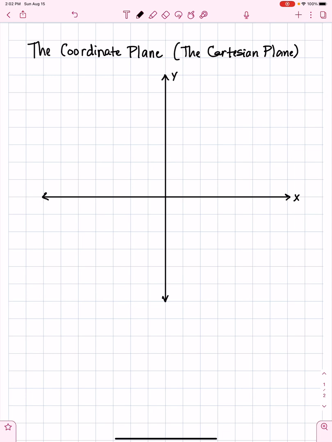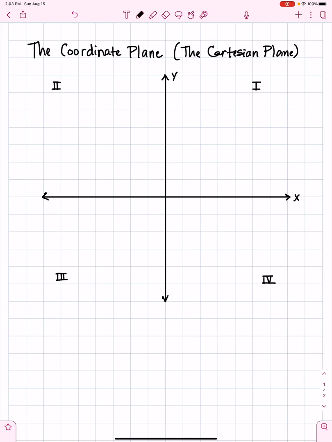We always start in the upper right-hand quadrant, so that is quadrant 1. And then we move to the left, this is quadrant 2. Down here, this is quadrant 3, and over here we have quadrant 4. It is just good math practice to use Roman numerals. That's why I have them written that way.